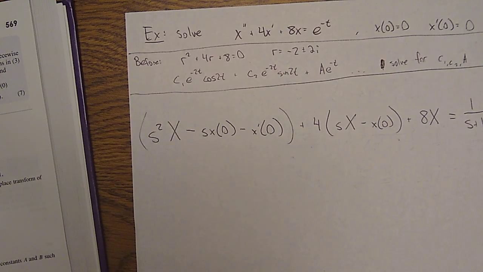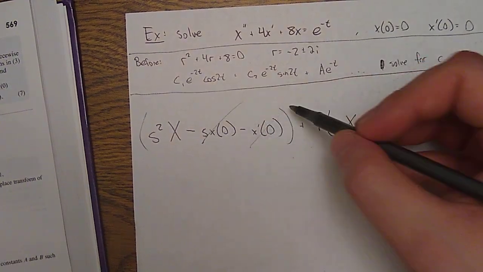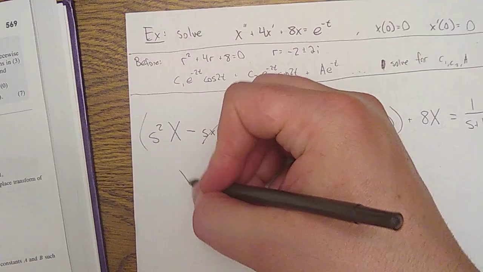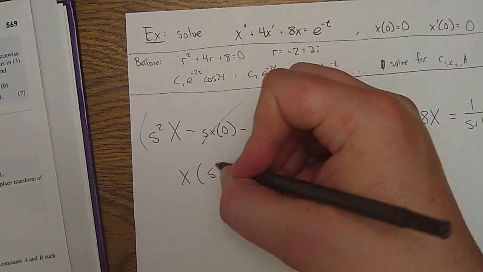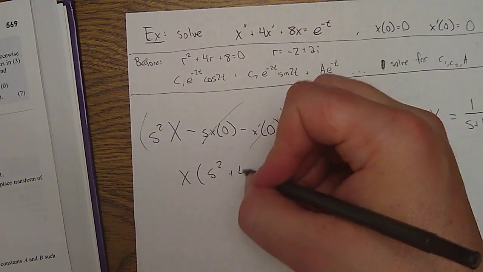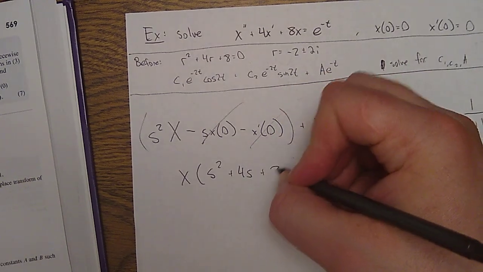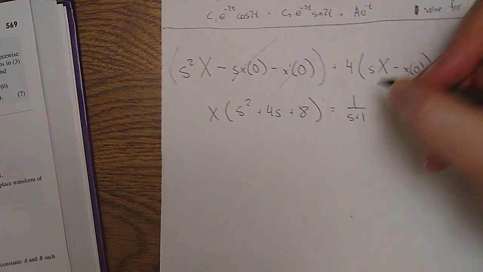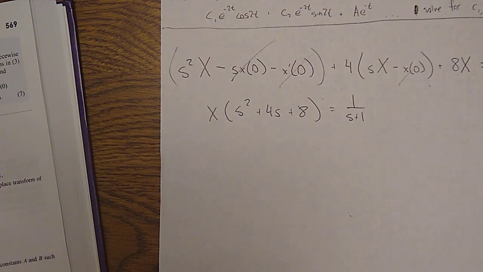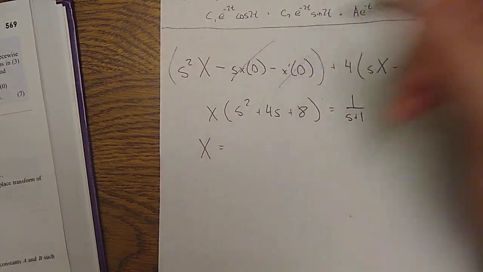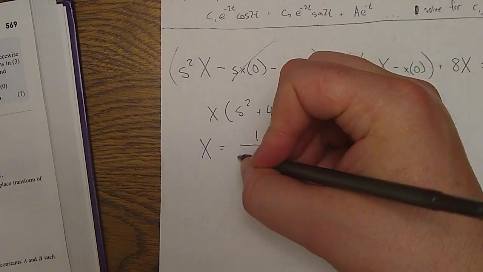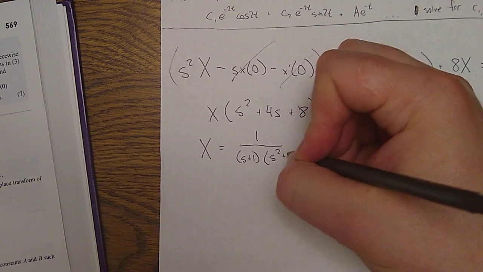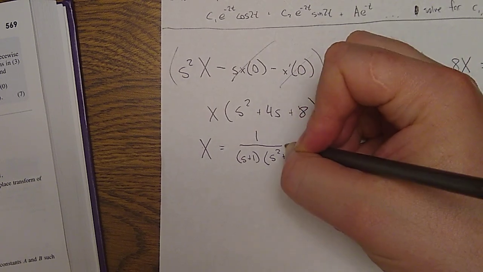Okay, so like I was saying, this is 0, this is 0, this is 0. So what do I have here? I just have x times s squared plus 4s plus 8. So x is 1 over s plus 1, s squared plus 4s plus 8.